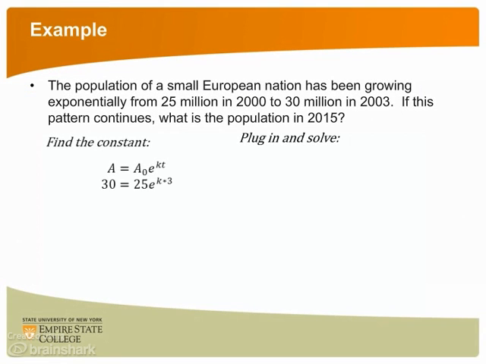We enter our given information. We know that the final population was 30 million, and the initial population was 25 million. We also know that the elapsed time was 3 years. We have sufficient information to solve for the constant, so let's go through the process. We divide both sides of the equation by 25.